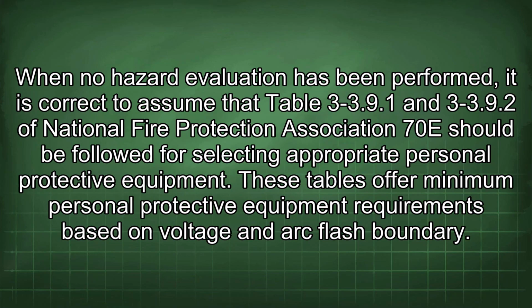When no hazard evaluation has been performed, it is correct to assume that Table 3-3.91 and 3-3.92 of National Fire Protection Association 70E should be followed for selecting appropriate personal protective equipment. These tables offer minimum personal protective equipment requirements based on voltage and arc flash boundary.